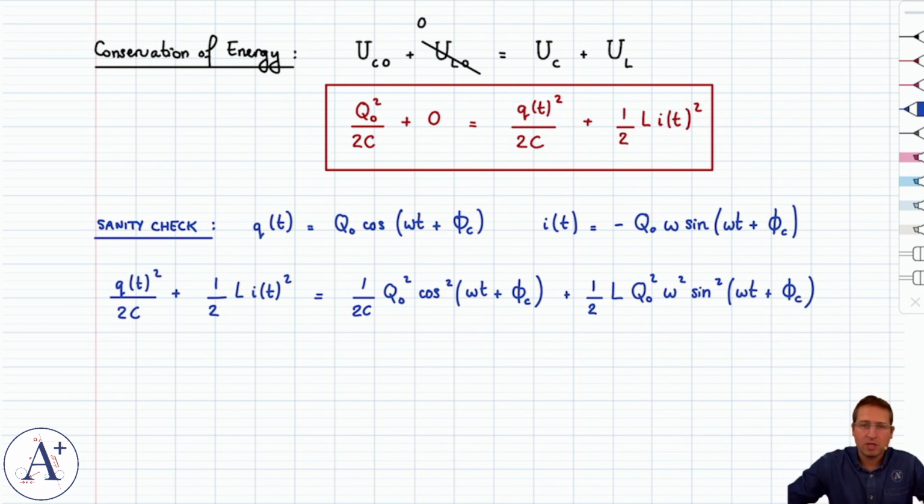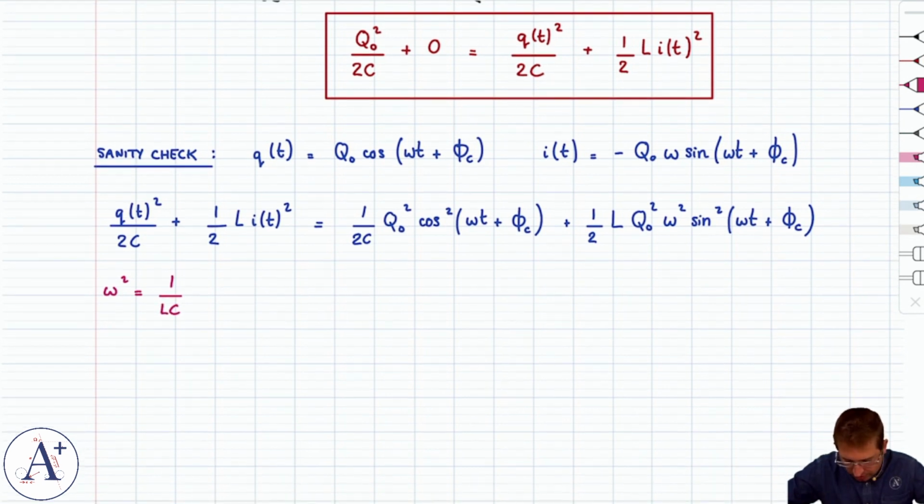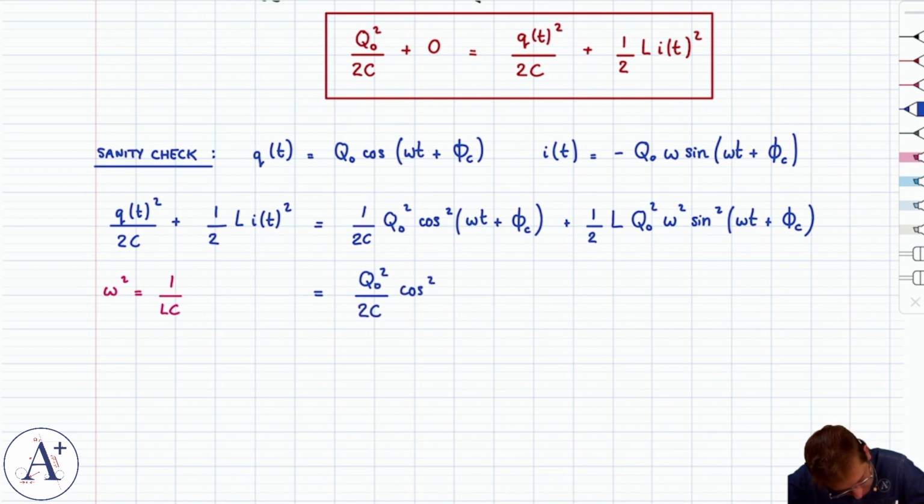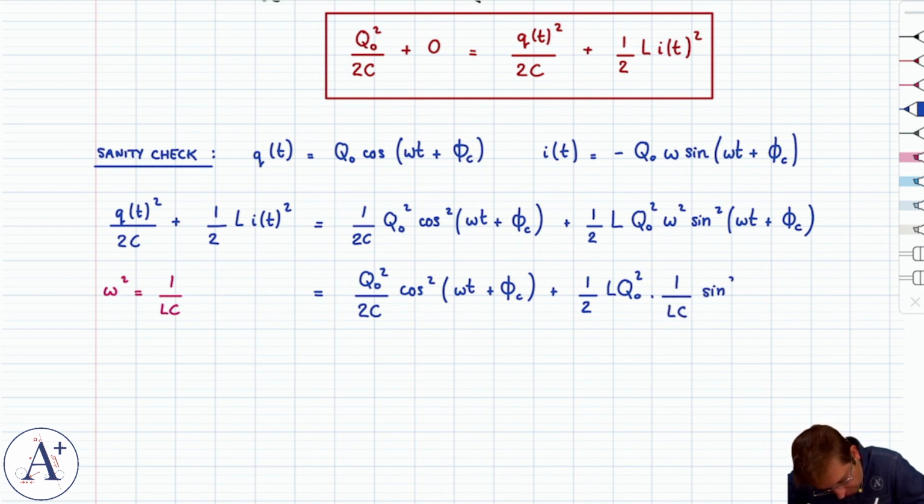plus phi sub C. Now to simplify that further, recall that omega squared is actually 1 over LC. That means we can substitute that in the second expression and simplify things a little more. So we have Q0 squared over 2C cosine squared of omega t plus phi sub C, plus 1/2 of L Q0 squared, 1 over LC, that's omega squared, sine squared of omega t plus phi sub C. The L cancels out.